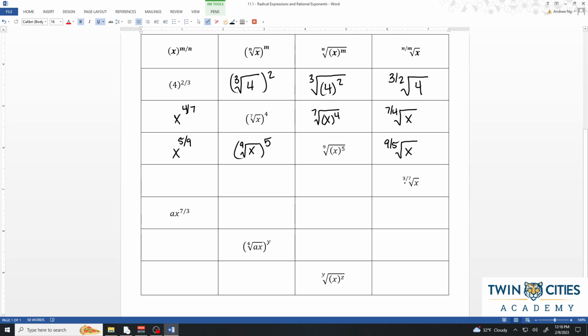All right, a few more. We've got 3/7 root x. So this is the same as the cube root of x on the inside here to the 7th power. Okay, that's on the inside. This is the same as saying the cube root of x, now this whole thing to the 7th power. And then I can reverse them. Instead of 3 then 7, I could do this is x to the 7 over 3.